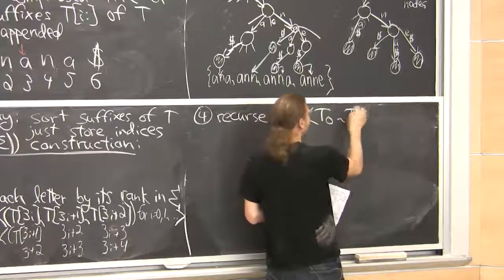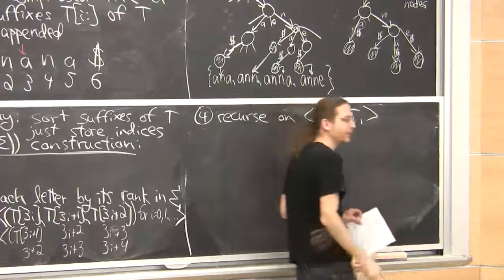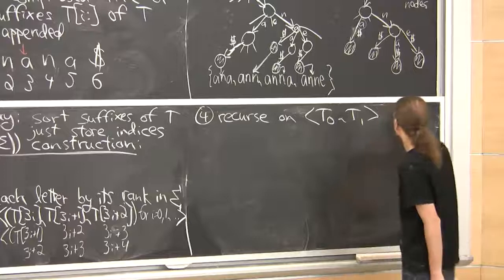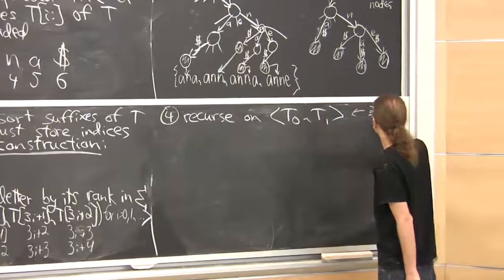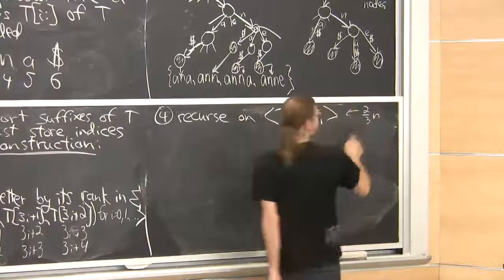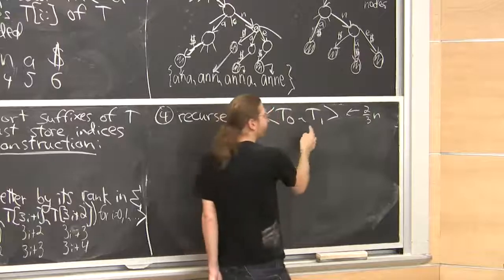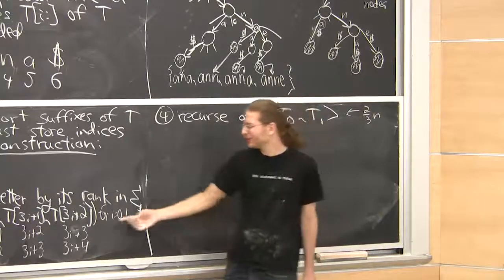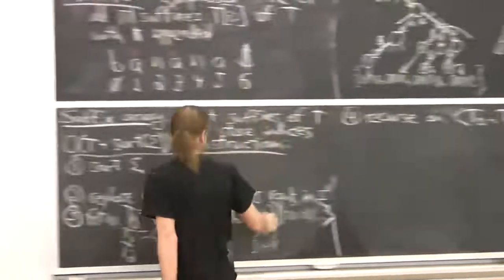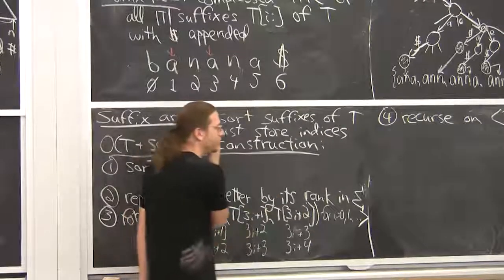I'm going to take T0 and T1 and concatenate them. This thing has size 2/3 n. It has number of characters 2/3 n, because each of them has a third of the number of characters. Of course, all the information is still there, which is kind of weird. But if you treat this as a single character, each of them has a third n.